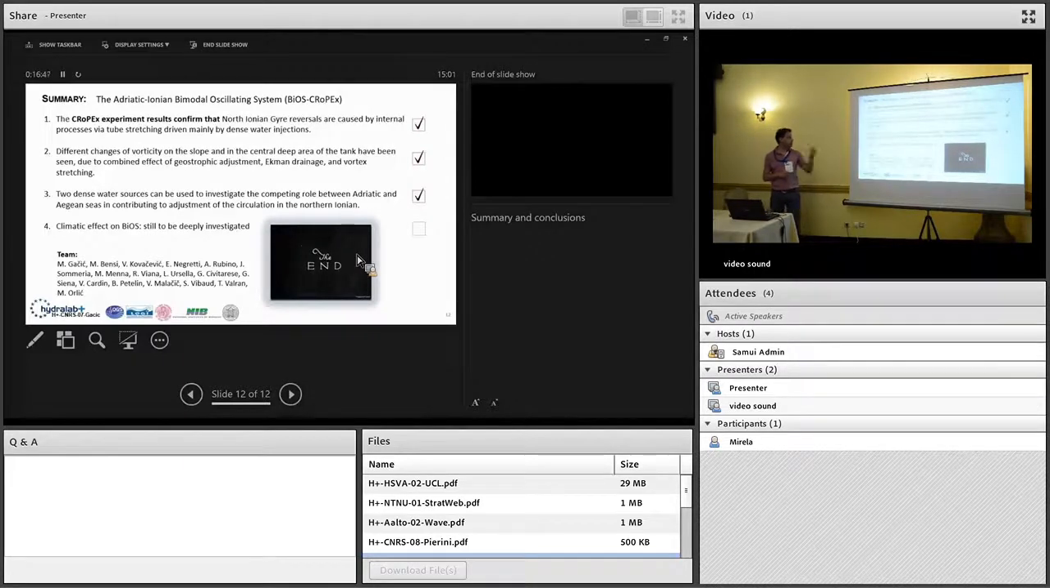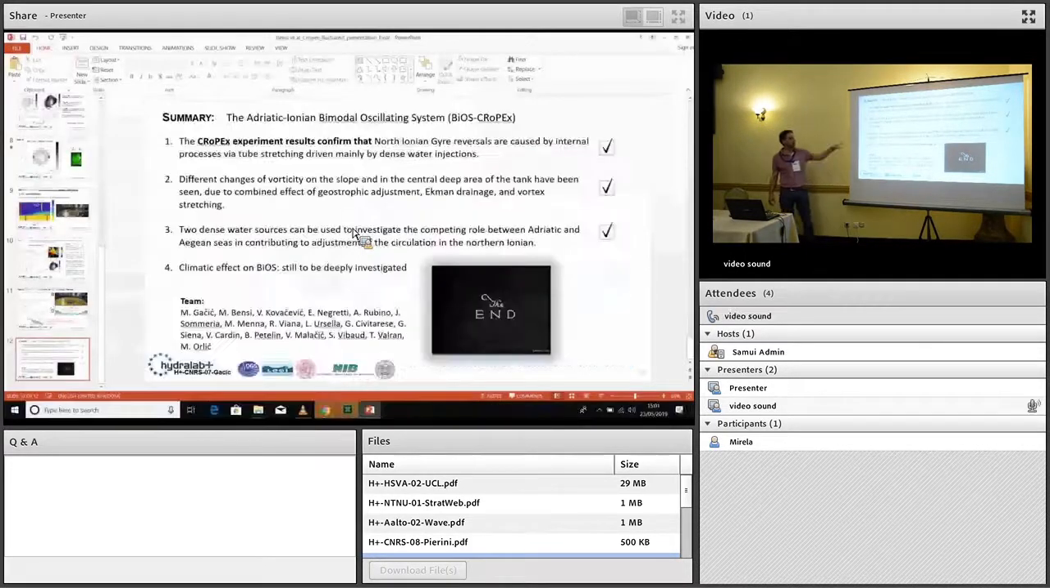And the use of two dense water sources is useful and will be used by us to investigate the competing effect of Adriatic and Aegean dense water sources contributing to the adjustment of the circulation in the North Ionian. And another point that needs to be deeply investigated, but of course cannot be done in the tank, is the climatic effect on the bimodal internal oscillation system, that should be studied using a large amount of real data in the Mediterranean. So thanks for the attention.